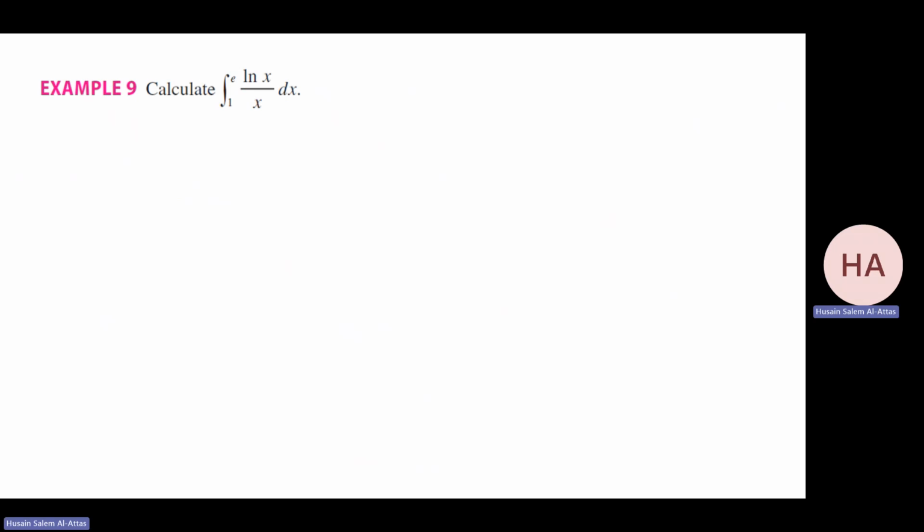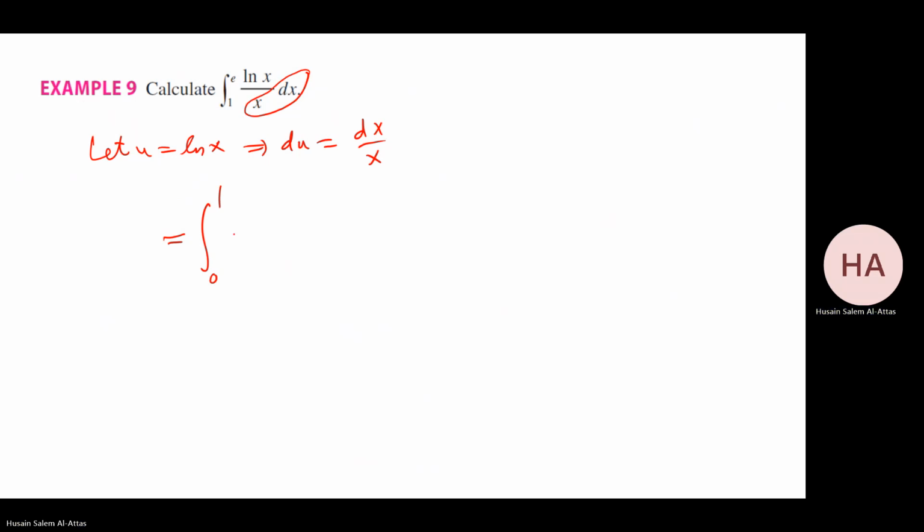Now this one, I let u equal ln x. What will be du? dx over x, this is my du. So now the integral is: ln 1 is 0, ln e is 1, so the integral of u du, which is u square over 2 from 0 to 1. That will be half minus 0, which is half. Okay, easy one.